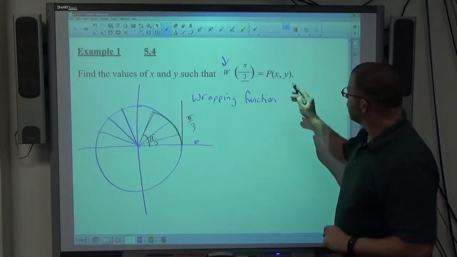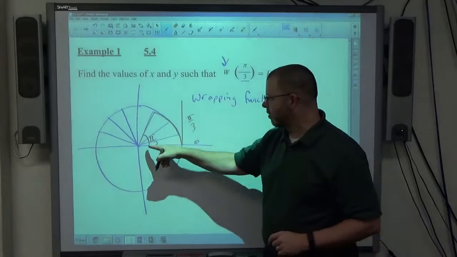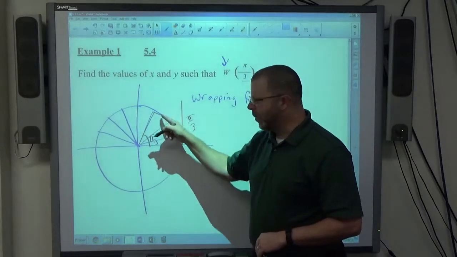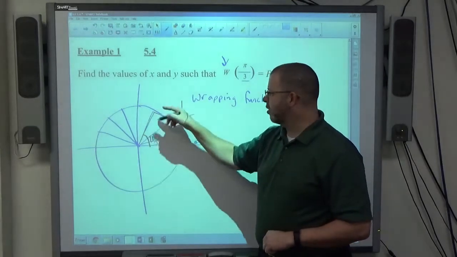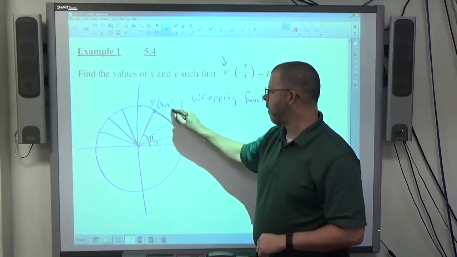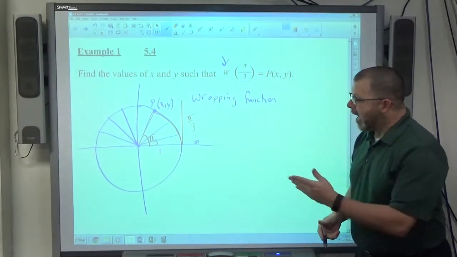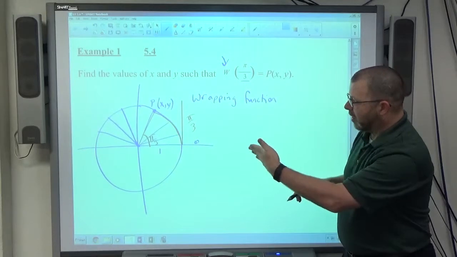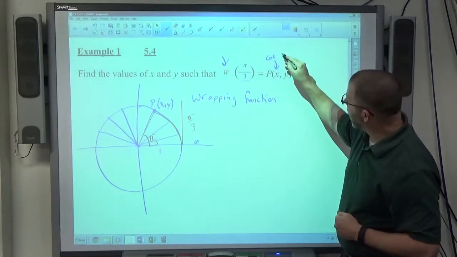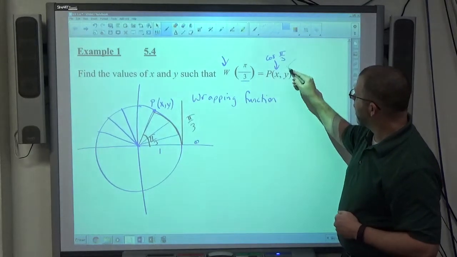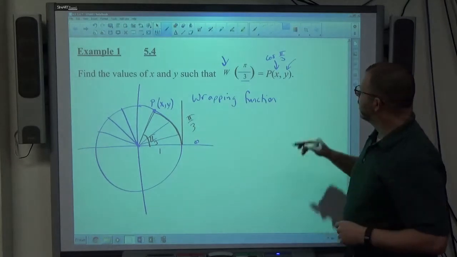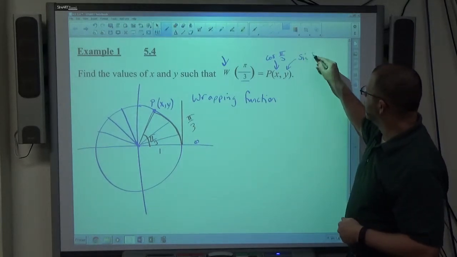So what they're asking us for in P(x, y) is the coordinates on a unit circle. So this is a radius 1 circle. If you went pi over 3 radians around this circle, what are the x, y coordinates of this point right here? This is point P(x, y). All right. X represents the horizontal distance, and horizontal distance in the unit circle is the cosine of the angle. And y represents the vertical height of this point, and vertical height is the sine of that angle.